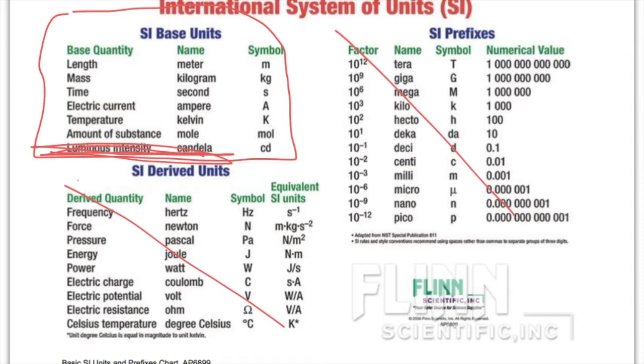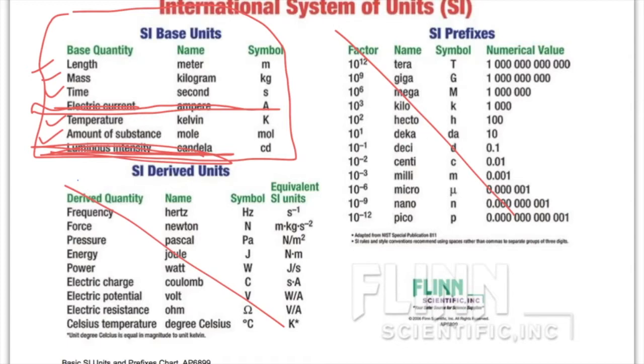For electrical current, you don't need that one, so I'll cross that out so you don't have extra stuff to memorize. But you do want temperature, amount of substance, time, mass, and length. Temperature is Kelvin, K. And amount of substance is mole, and the symbol for that is mol. So just make sure you know those that I checked off, and the ones I crossed off you don't have to worry about.